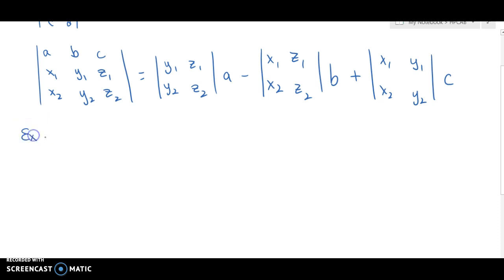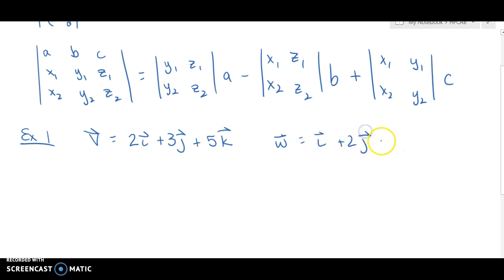So the first example is, let's say that vector V is equal to 2I plus 3J plus 5K. And let's say that vector W is equal to vector I plus 2J plus 3K. What we're going to be calculating is something called the cross product. We've learned dot product, and now we're going to be doing something called the cross product.